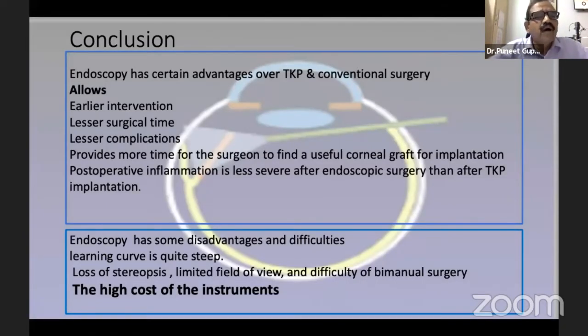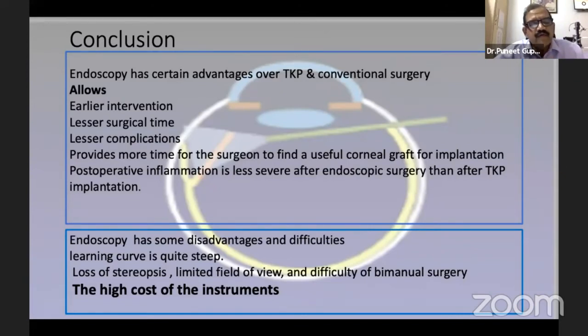In conclusion, endoscopy has certain advantages over TKP and the conventional surgery. It allows earlier intervention. It requires lesser surgical time, so there are lesser complications, and it provides more time for the surgeon to find a useful corneal graft for implantation. Postoperative inflammation is less severe after endoscopic surgery than after TKP implantation.